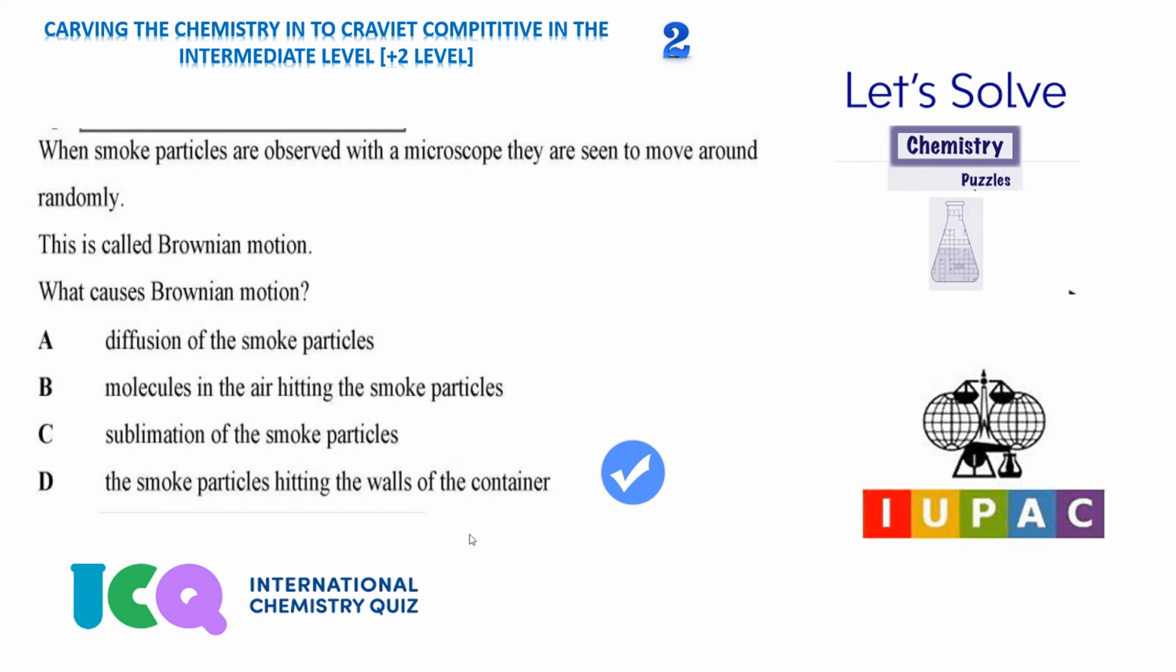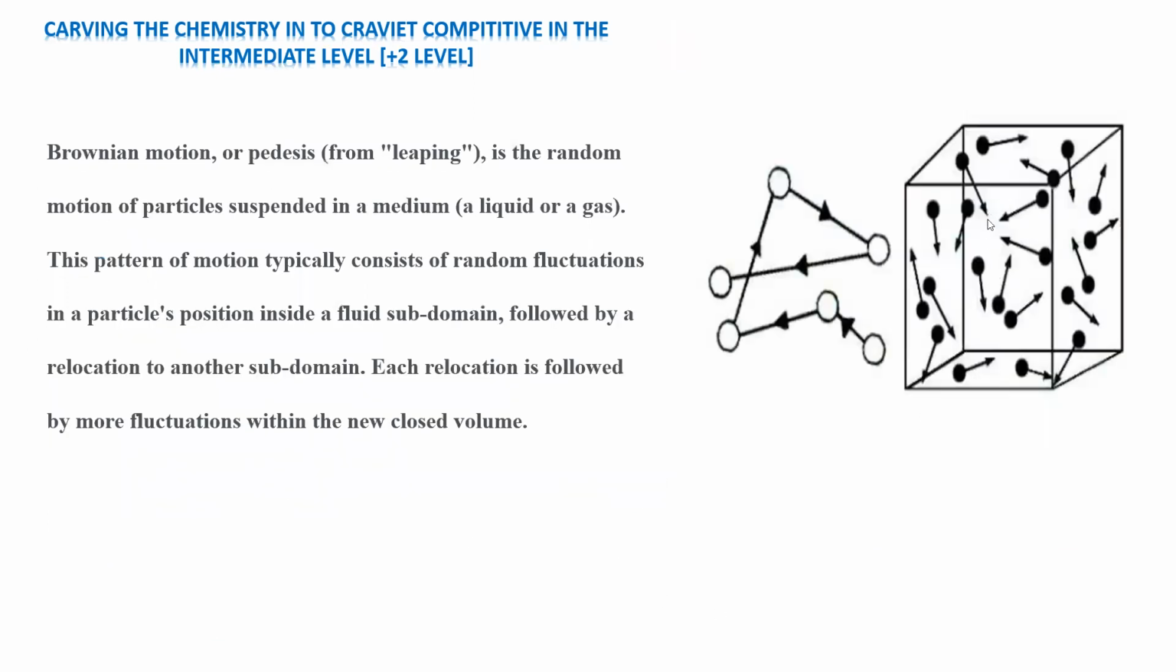Whenever smoke particles are taken into consideration in a closed vessel, these smoke particles have a tendency to move and run fast, but they hit the surfaces of the walls of the container in which they are filled. So that random movement occurs, and its path immediately changes.